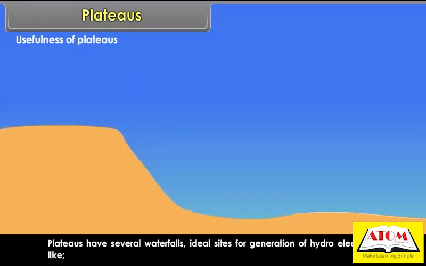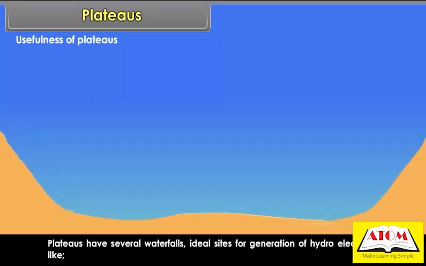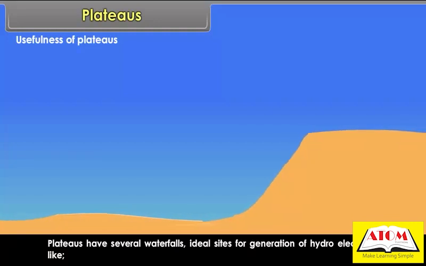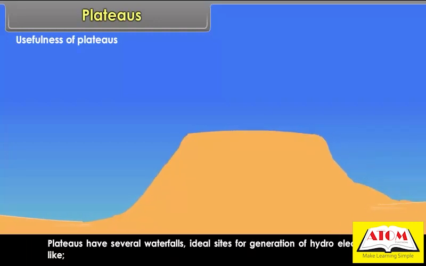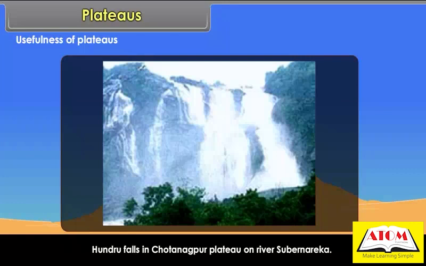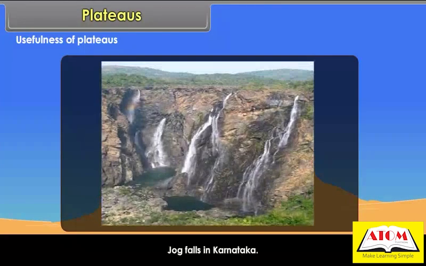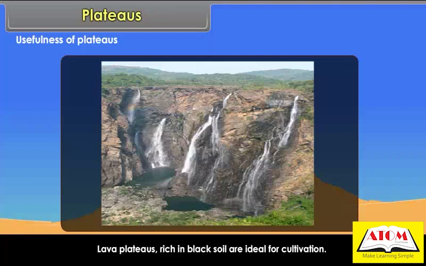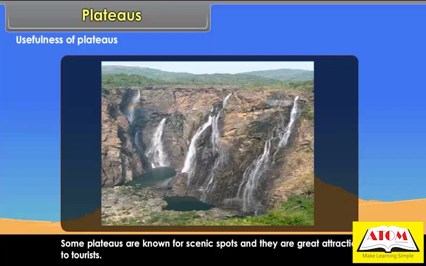Plateaus have several waterfalls, ideal sites for generation of hydroelectricity like Hundru Falls in Chota Nagpur Plateau on river Subarnarekha. Lava plateaus rich in black soil are ideal for cultivation. Some plateaus are known for scenic spots, and they are great attractions to tourists.